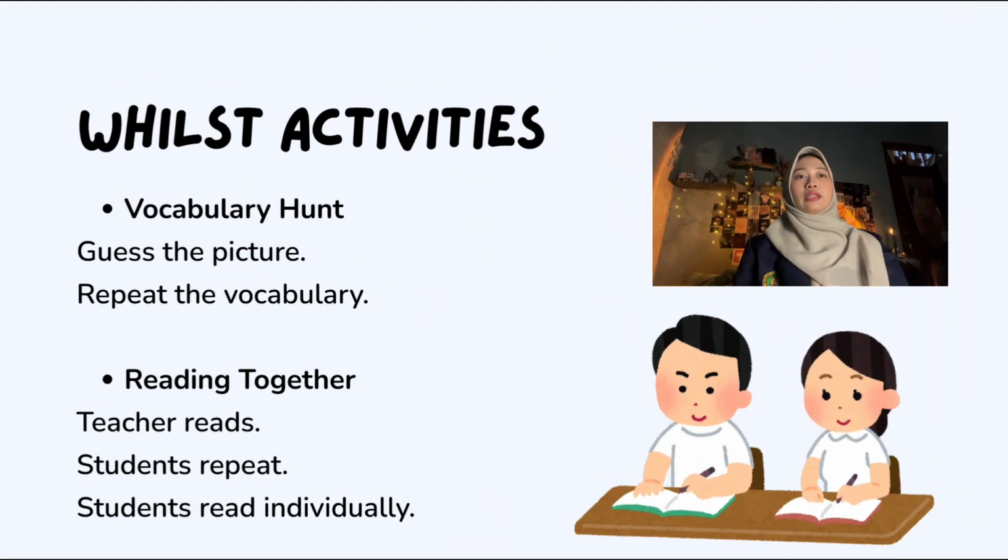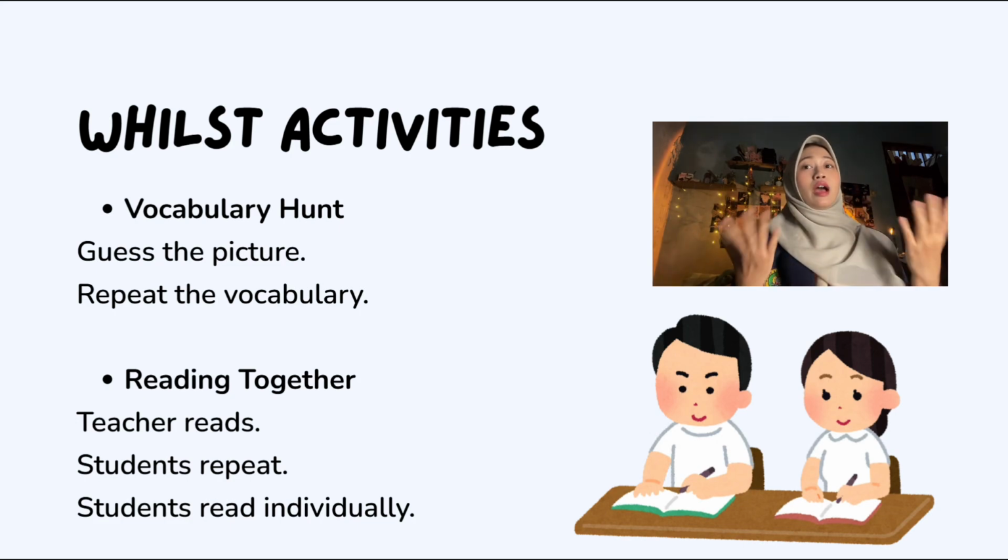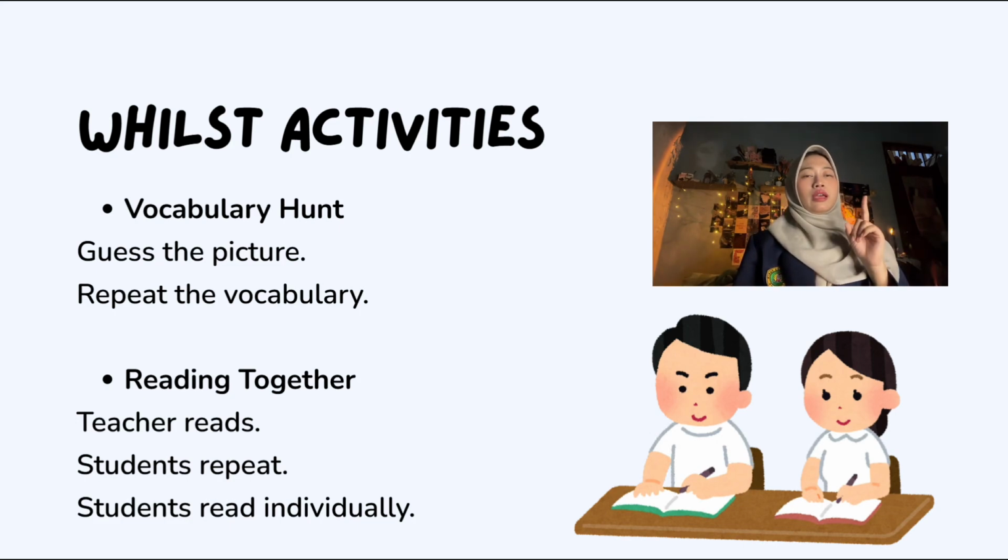So the main learning activities consist of two parts. First is vocabulary hunt. Students look at the picture cards, guess the vocabulary, and repeat the pronunciation together. Second is reading together. I read the text first. Students repeat after me, and then they read independently. So these activities help students improve pronunciation, vocabulary mastery, and reading fluency.